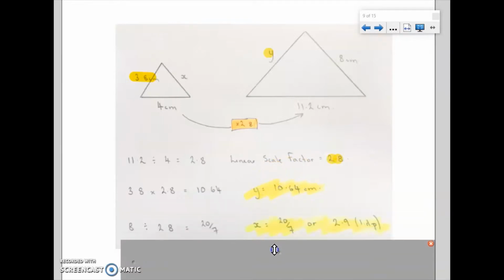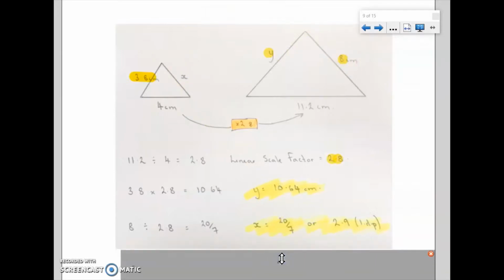Then to find x, this time I've got my length of 8 centimeters on the bigger shape, so I'm dividing by my scale factor to find x. So I'm going to do 8 divided by 2.8, which gives me 20/7. You may have presented that as a decimal and rounded your answer. So there we go. We work out our linear scale factor 2.8. We use it once as a multiplication to find y, and we use it the second time as a division to find x. Very well done if you were able to get that correct.